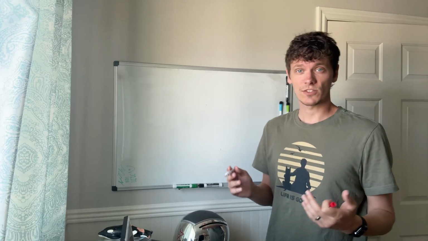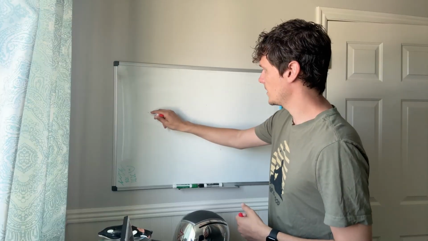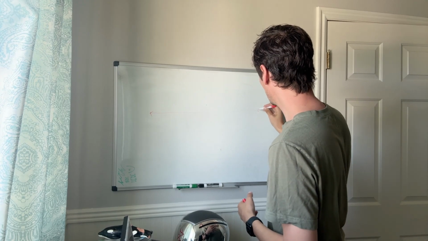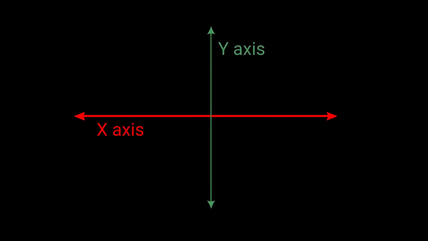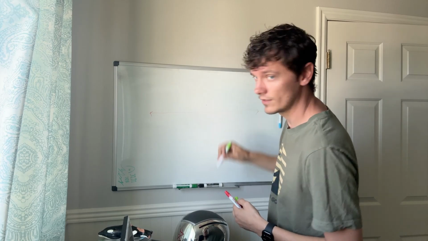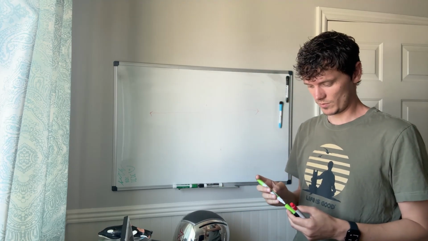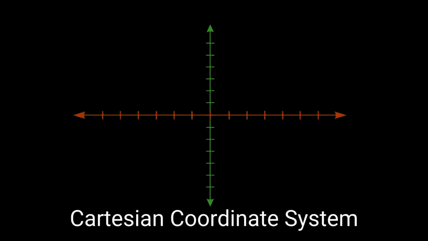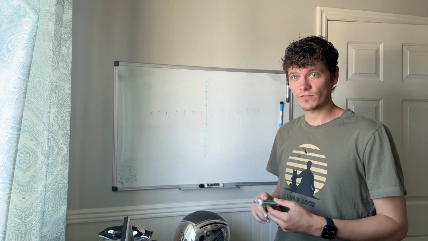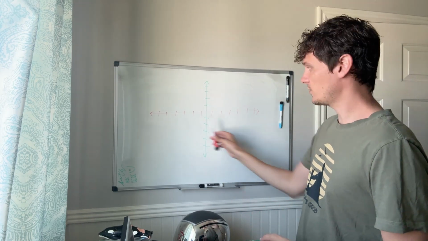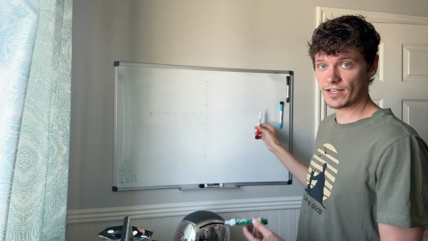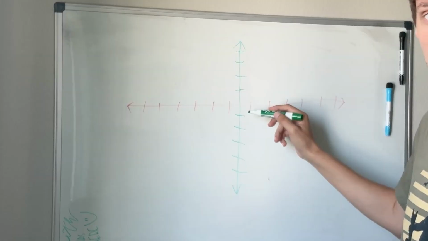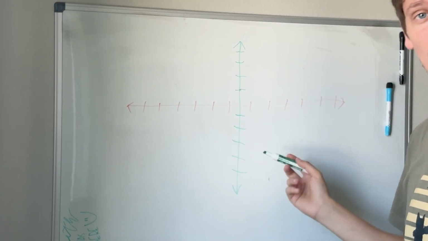Well, first, let's imagine we have two lines. We're gonna have a red horizontal line, which we'll call our x-axis, and a green vertical line, which we'll call our y-axis. Add some evenly spaced notches to both lines, and you get what's called a Cartesian coordinate system. Now we need two numbers. We need an x value, which tells us how far left or right we are on our x-axis, and a y value, which tells us how far up or down we are on the y-axis.